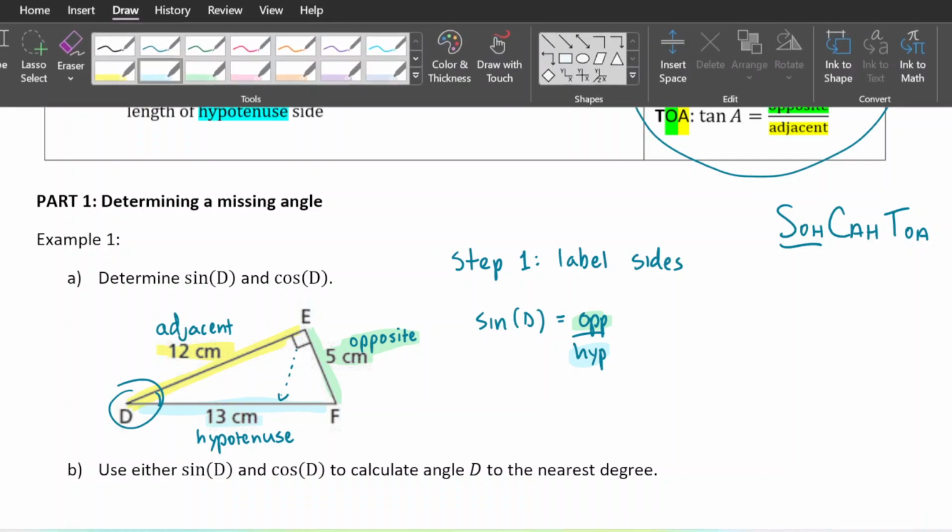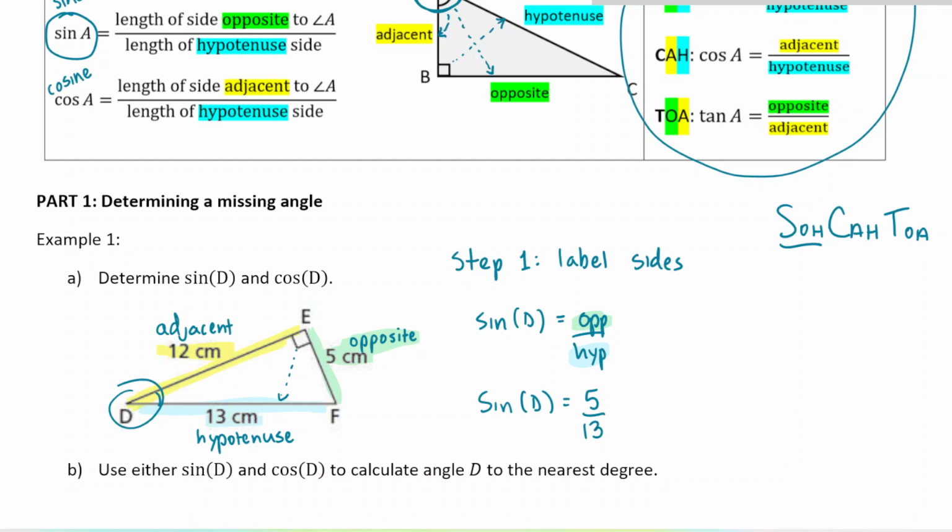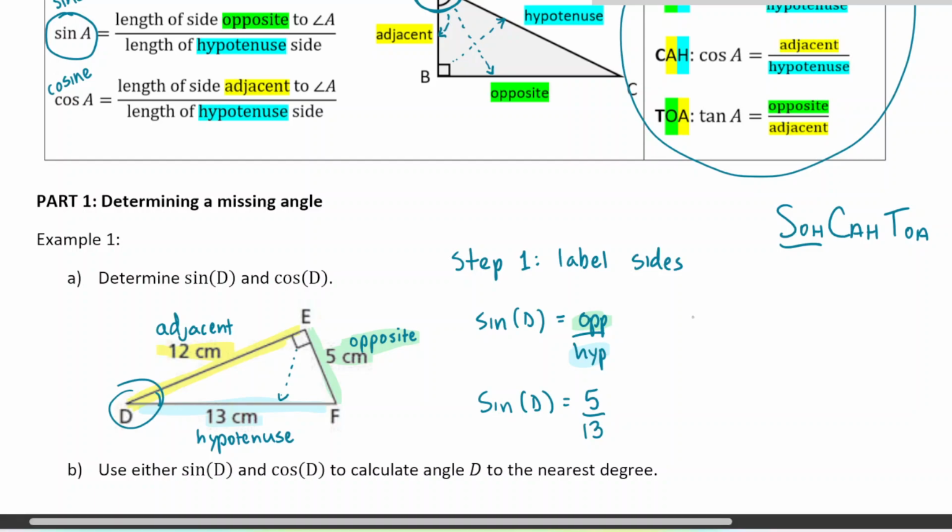So sine of D is 5 centimeters over 13 centimeters. You don't need to write the units actually, because they cancel each other out anyway, so it's just simply a number. Okay, and then we'll do the same thing with cosine of D.